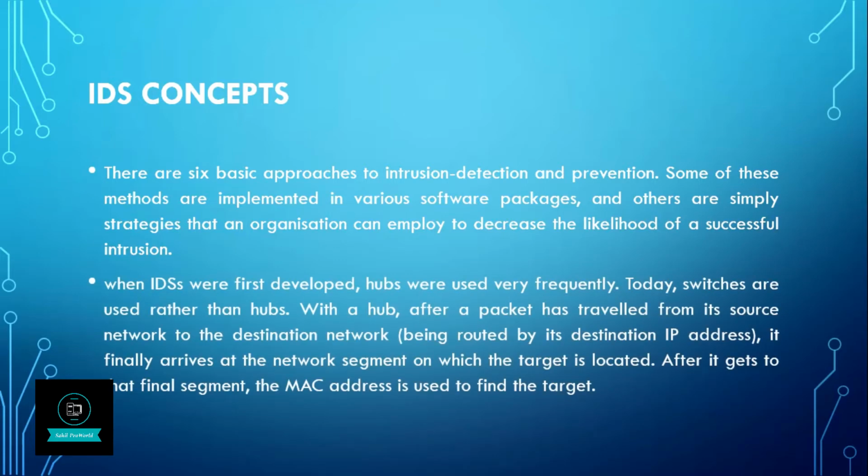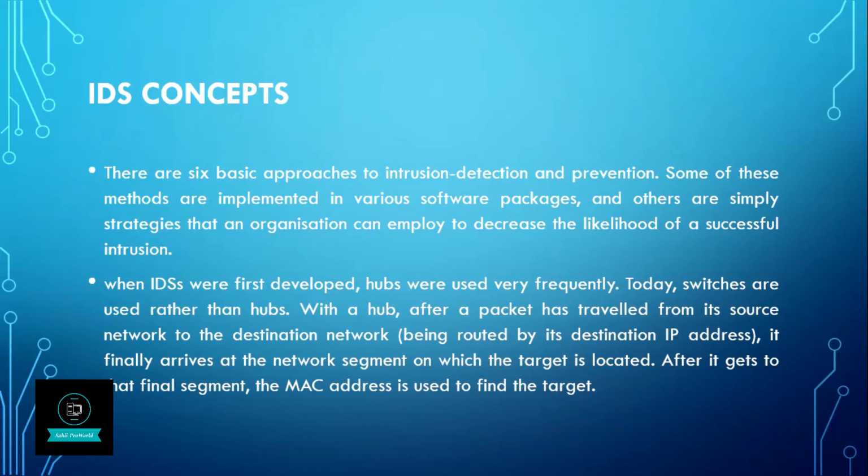Historically, when IDS was first developed, hubs were used very frequently. Today, switches are used rather than hubs. With a hub, after a packet has traveled from its source network to the destination network, being routed by its destination IP address, it finally arrives at the network segment on which the target is located. After it gets to the final segment, the MAC address is used to find the target. All the computers on that segment can see the packet, but because the destination MAC address does not match the MAC address of their network card, they ignore the packet.